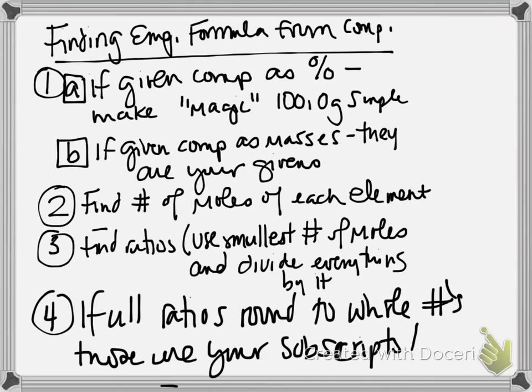Your second step is just finding the number of moles of each element. Your third step is finding your ratios. Use the smallest number of moles and divide everything by that. And your fourth step and your final step, hopefully, if all of your ratios round to whole numbers easily, like, for example, 1.999 or 3.001, those are your subscripts. You're done. If they are on the halves, if it's like 3.49, you need to double.